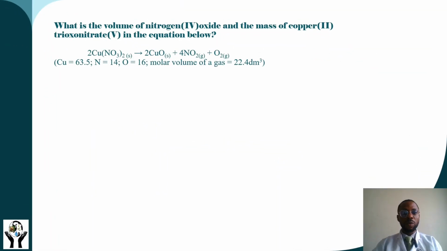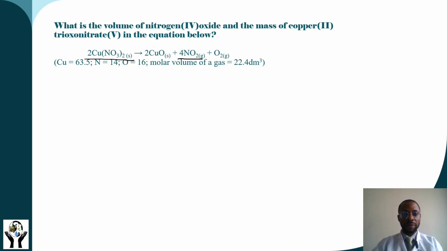This question says, what is the volume of nitrogen oxide? This is nitrogen oxide in the equation. What is the volume of that nitrogen oxide and the mass of copper(II) trioxonitrate(V)? This is copper(II) trioxonitrate(V) in that equation.